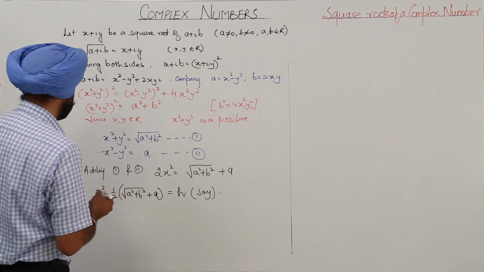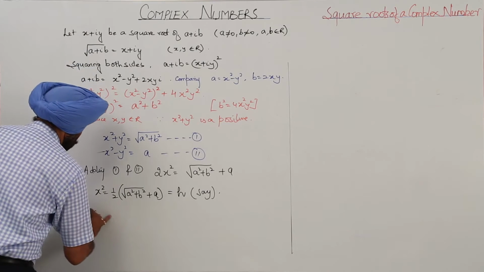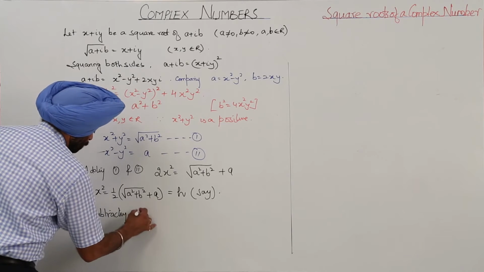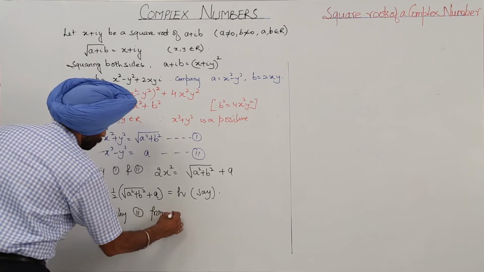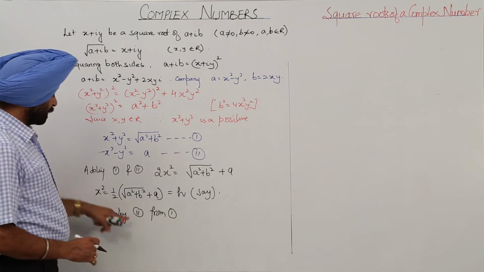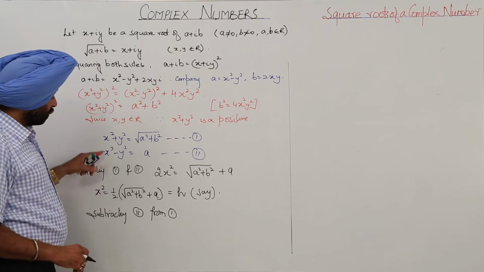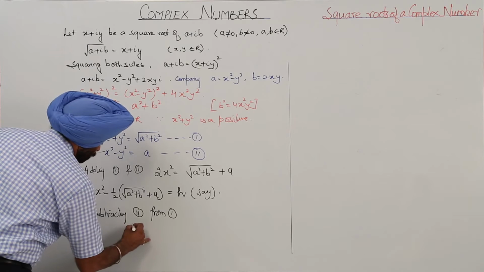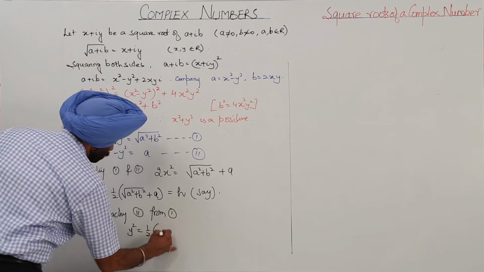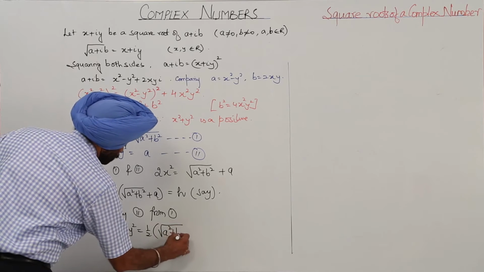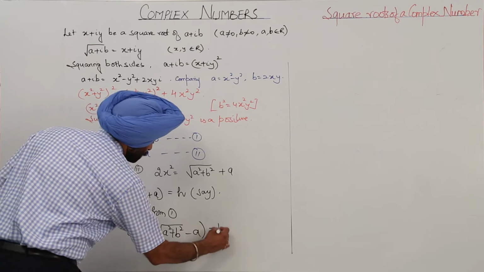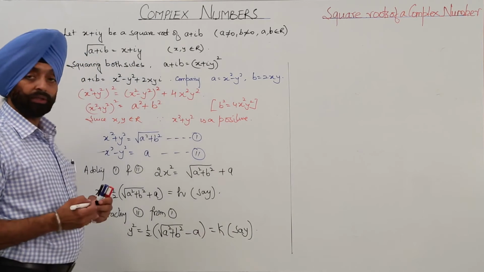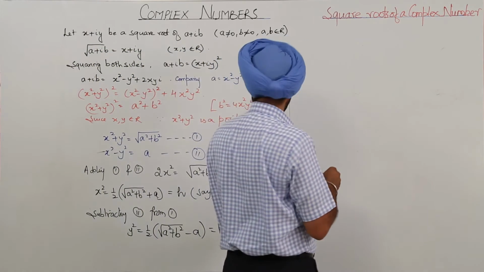Now, subtracting 2 from 1. So, what are we getting now? x square and x square cancel. So, we will be getting y square is equal to 1 upon 2 times square root of a square plus b square minus a, and let this be k. We have just supposed that one is h and one is k. Okay. So, this will make it easier to solve a question.